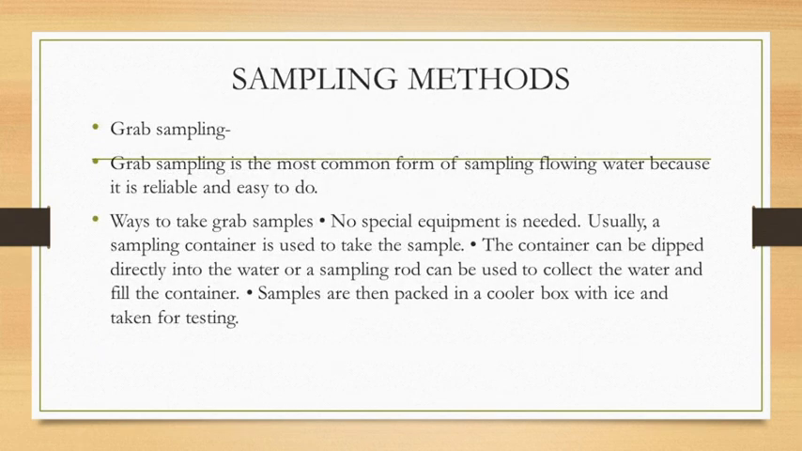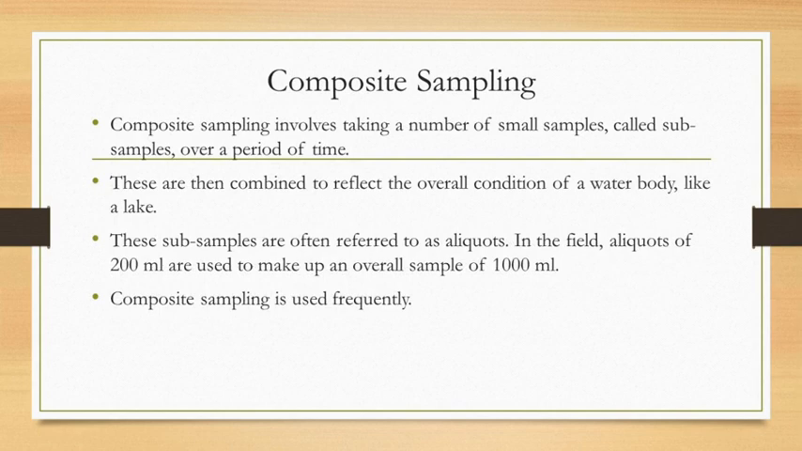So this is grab sampling, which is the most common method of sampling. No special equipment is used. A sampling container is dipped directly into the water to be sampled, and the samples are packed in a cool box and taken for testing. Composite sampling involves taking a number of small samples collected over a period of time, representing the overall condition of a water body like a lake, and finally mixed together to get a composite sample. So these are the two types of sampling: grab sampling and composite sampling.